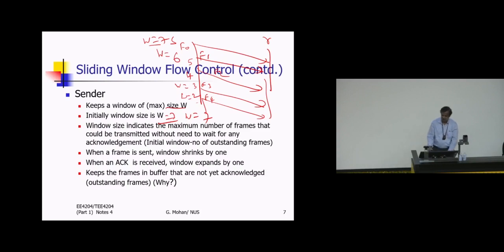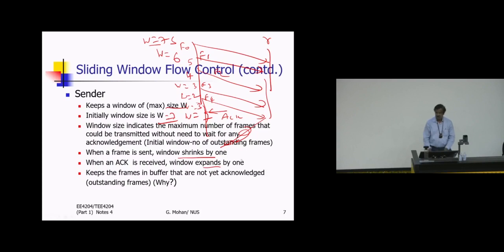Now, let's say it receives an acknowledgement. When it receives an acknowledgement, the window will expand. Let's say the receiver is acknowledging 1 frame. Then the window will become 3. It will expand because it received some acknowledgement. So in other words, whenever a frame is sent, the window shrinks by 1, that is, W is reduced by 1. Whenever an acknowledgement is received, the window expands by 1.